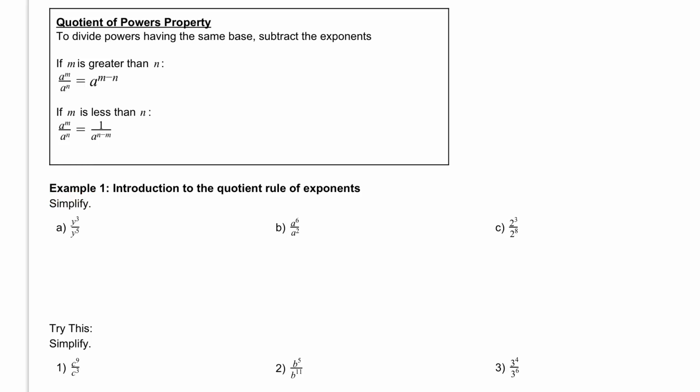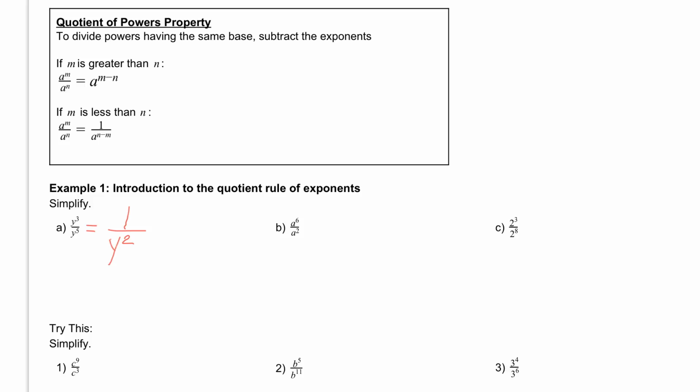We have y to the third over y to the fifth. So we're looking at the exponents to see which one's bigger, and 5 is bigger than 3. So we know that our y's are going to end up in the denominator, so our y's have to end up down here, and then we subtract 5 minus 3, which would give us 2. So we're left with y to the second in the denominator, and we need a placeholder in the top, and our placeholder is always going to be a 1.